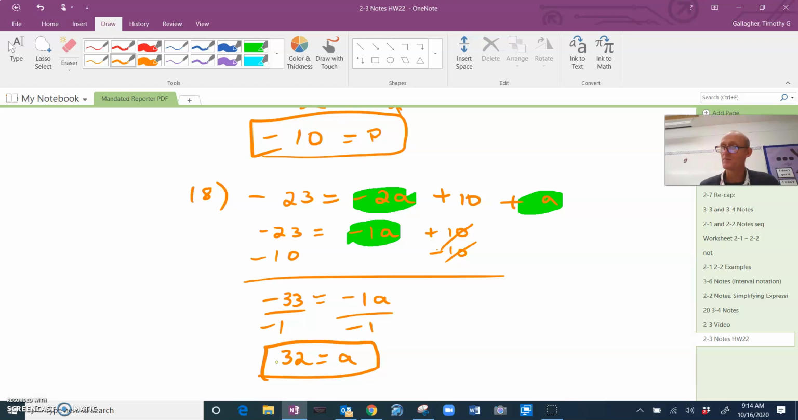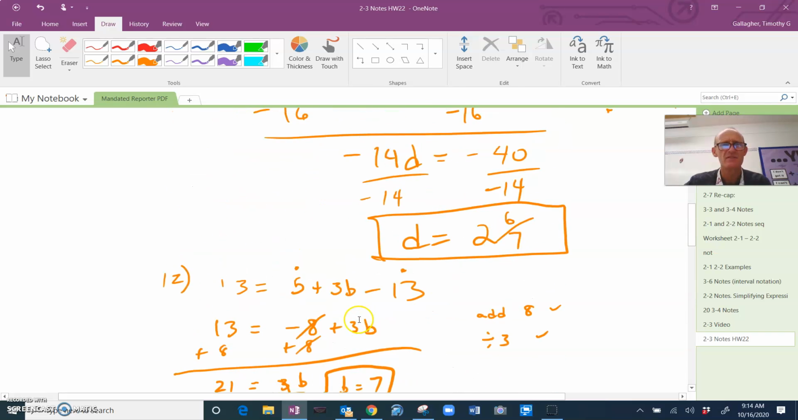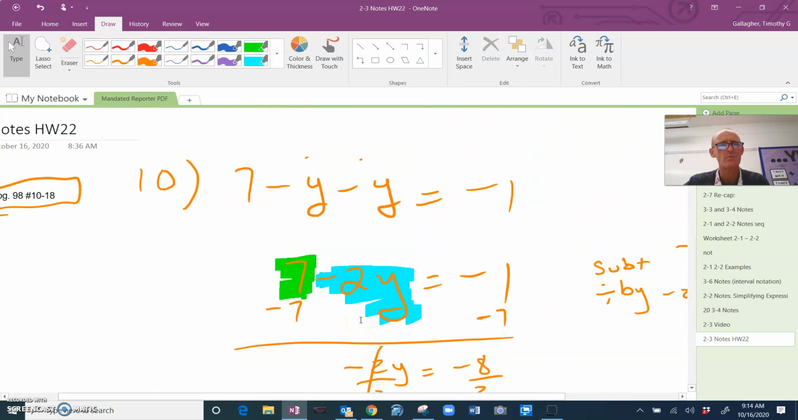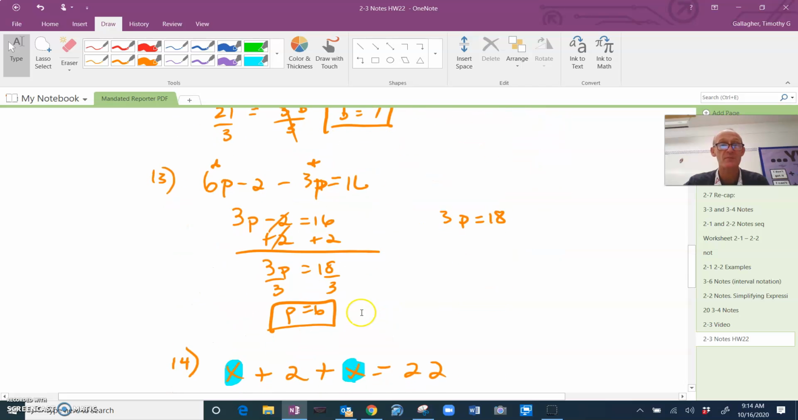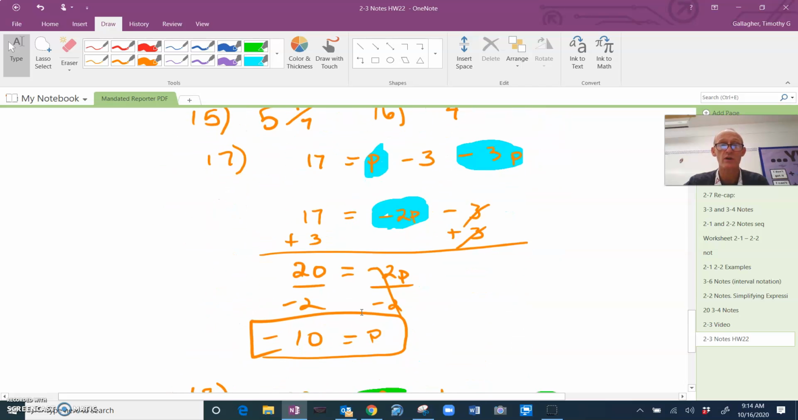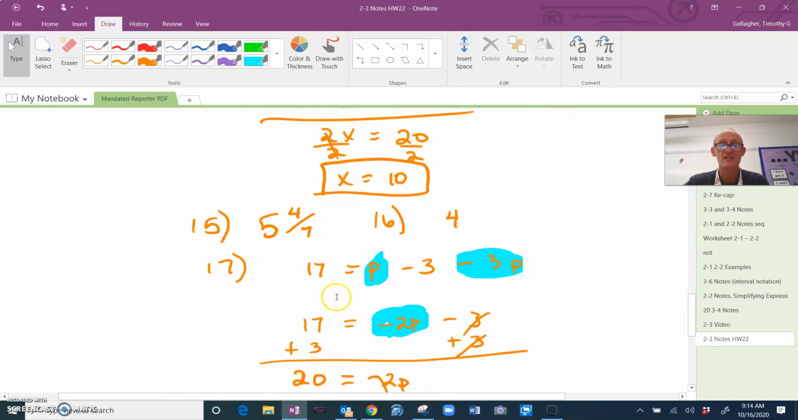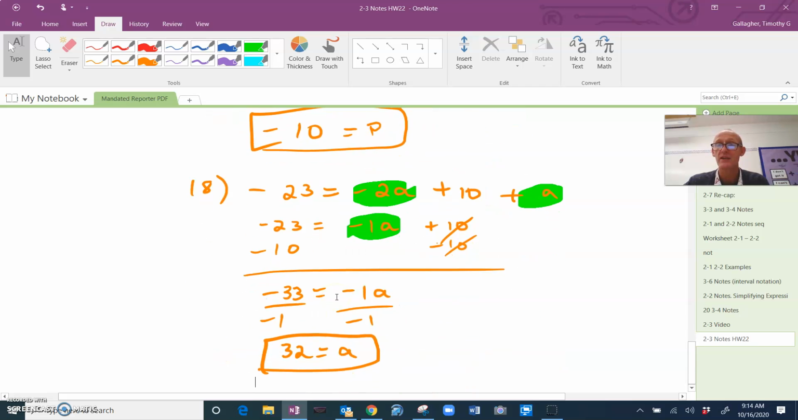That was assignment 22, was it? Yep, 10 through 18. I skipped a couple, but you can show your work on those. 15 and 16 I skipped, but I gave you the answers.